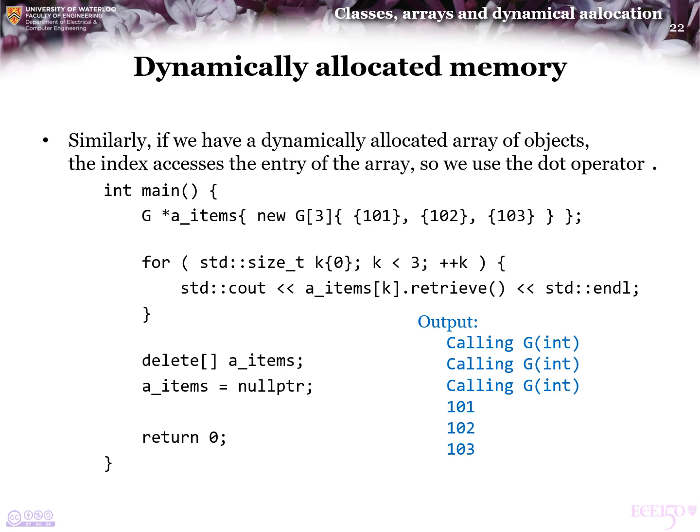When we call delete on this address, it will call the destructor on each of the 3 entries. And once again, we're finished. We assign a_items the null pointer, to avoid a dangling pointer, and that local variable goes out of scope.